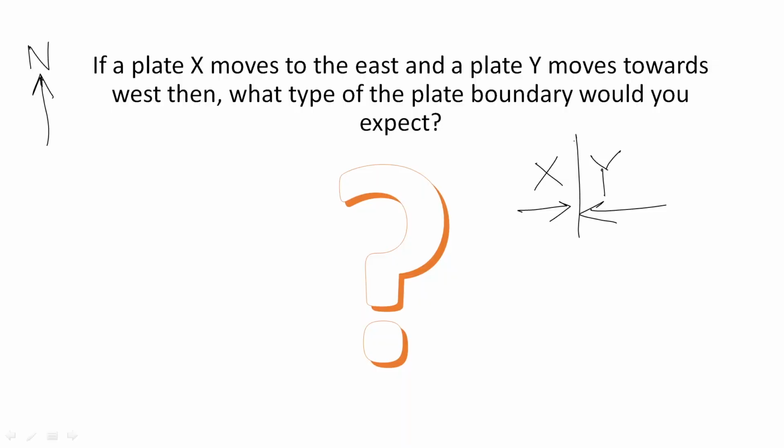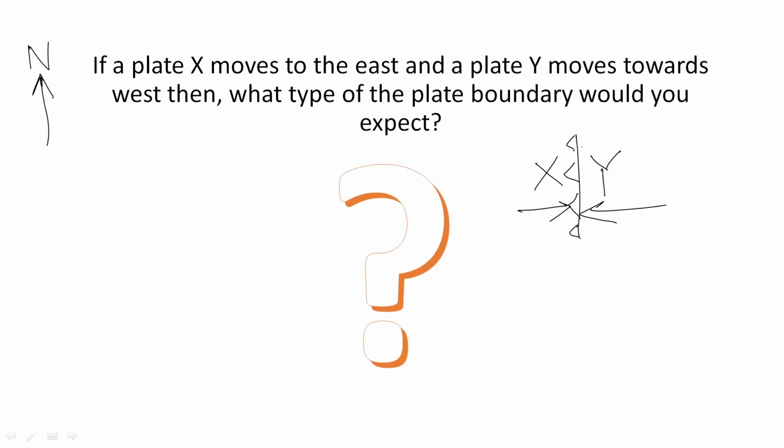Obviously, both the plates are converging on one another. That means you will get to see a convergent plate boundary. It depends again on the relative density of X and Y, whether X will subduct beneath Y or Y will subduct beneath X, and that's a different question. But this boundary will always give you a convergent plate boundary.